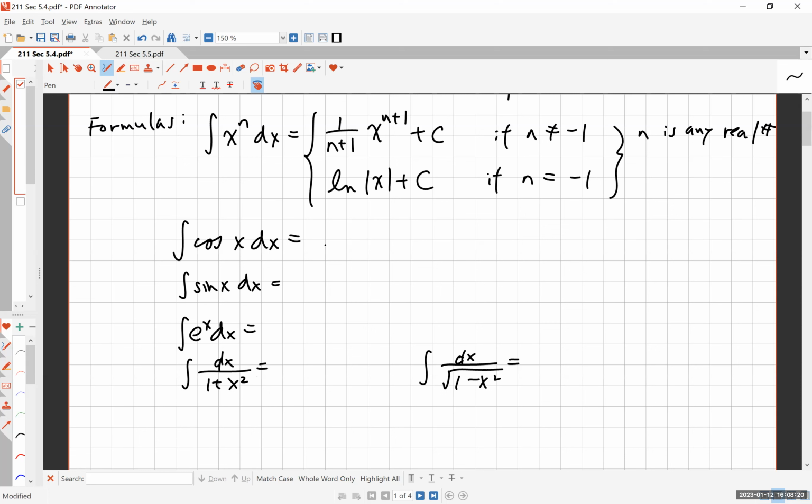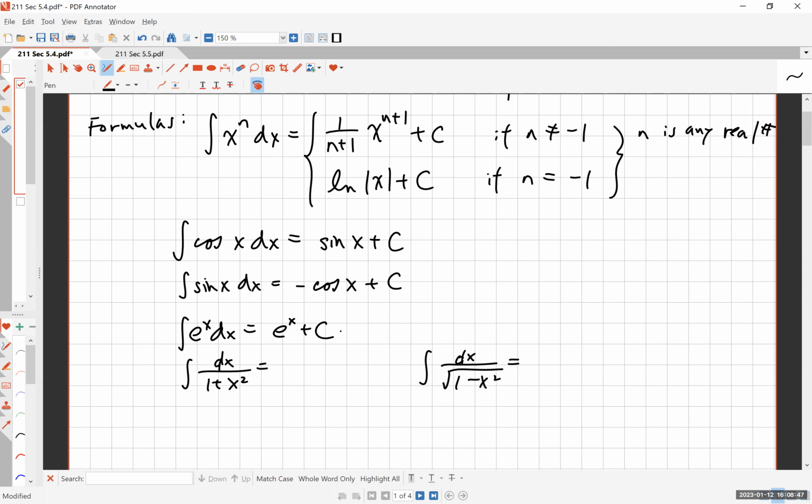Okay, so this is sine of x, right? Because the derivative of the sine function is a cosine function. Don't forget the plus c. For sine, you can't have the cosine function, but you should have the negative cosine function, because the derivative will be the negative of the sine function, which is positive sine, right? e to the x, the easiest integral. Okay, this is e to the x plus c.